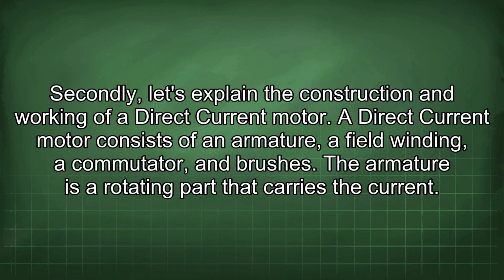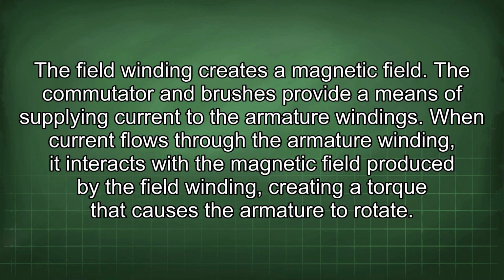Secondly, let's explain the construction and working of a direct current motor. A direct current motor consists of an armature, a field winding, a commutator, and brushes. The armature is a rotating part that carries the current. The field winding creates a magnetic field. The commutator and brushes provide a means of supplying current to the armature windings.